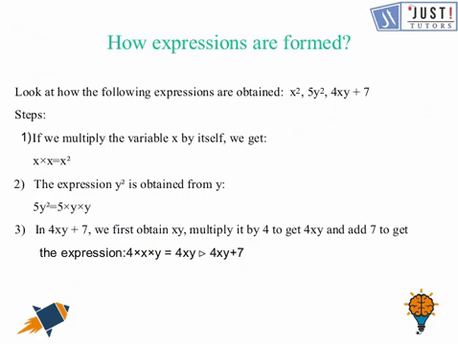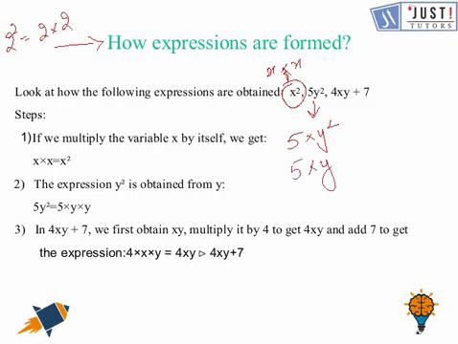Now we move ahead and learn how expressions are formed. First of all, we learn how x square is formed. If you remember, 2 square means 2 times 2. Similarly, x square means x times x. Now what about 5y square? This is 5 times y square, which equals 5 times y times y. And this one is 4 times x times y, add the 7. If we multiply and then add the 7, we get 4xy plus 7.